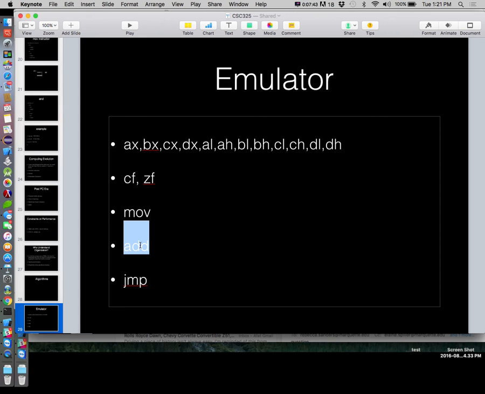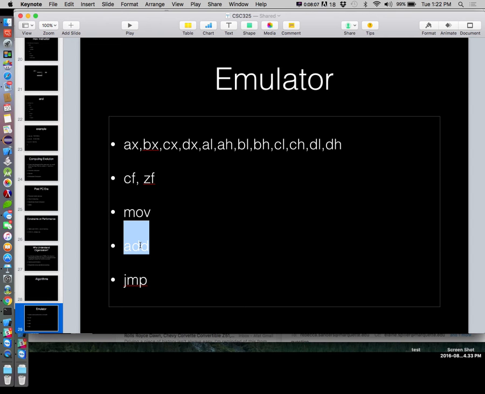And we need to represent the high and low of that. We can deal with the first 8 or the second 8 bits. So we can actually represent these just like they would actually be represented in a processor. We're just doing it in software, right? So moving literal values into a register should be pretty trivial.